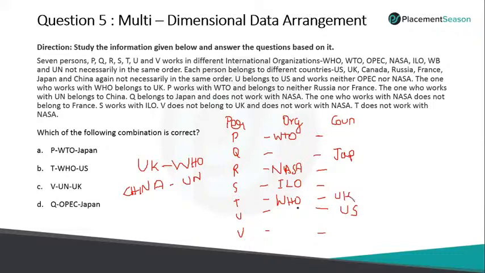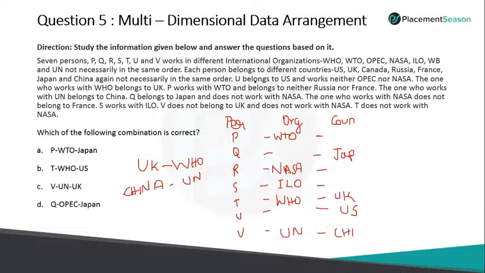If that is the case, then UN and China should come here. So UN should be here and China should be here. I'll write only CHI, right? Okay, so we have fixed 5 organizations here. The rest are 2. How can we fix it?